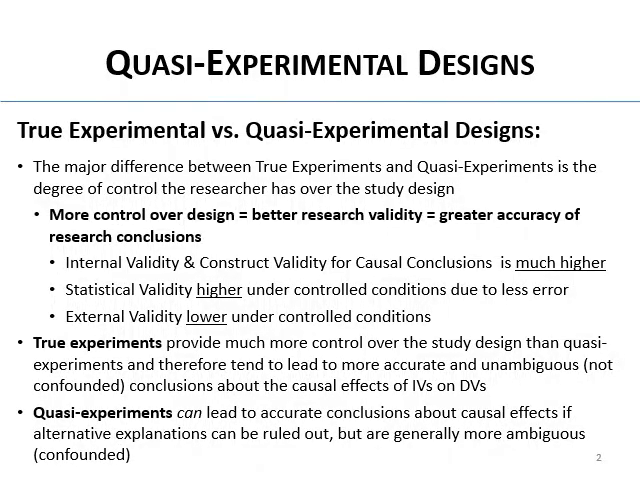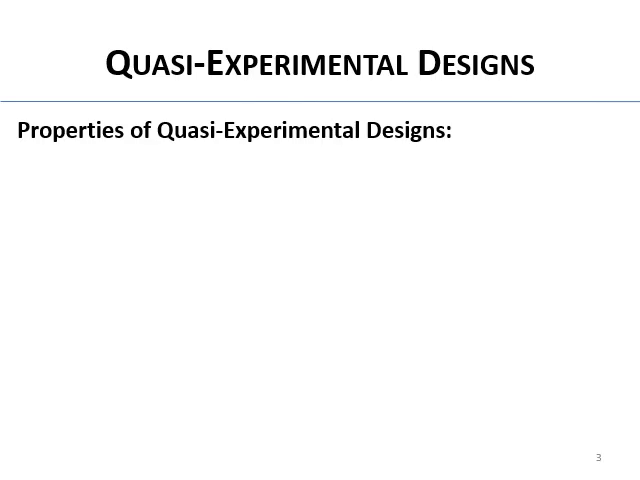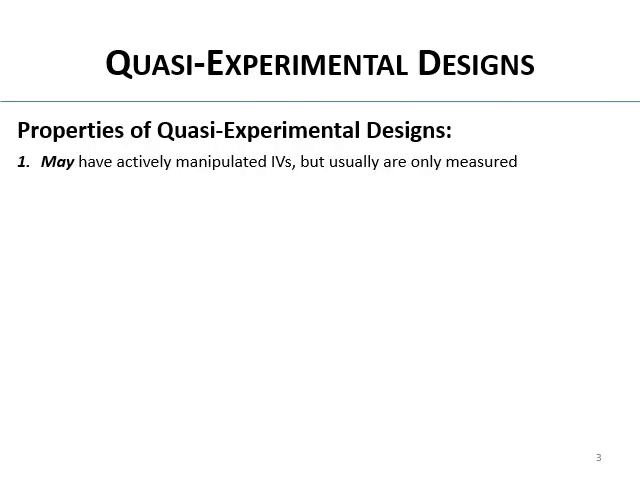Now, quasi-experiments aren't just lame. They can lead to accurate conclusions about causal effects if the alternative explanations for differences you find are ruled out. So you do a good job of that anyway, but they're generally more ambiguous and more likely to be confounded than true experiments. So what are some properties of quasi-experimental designs?